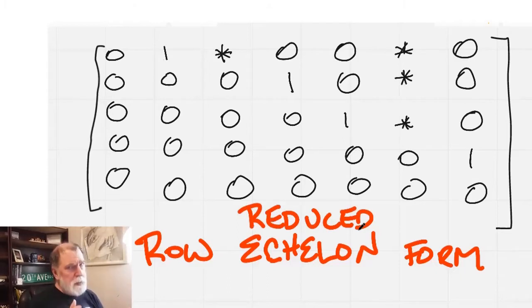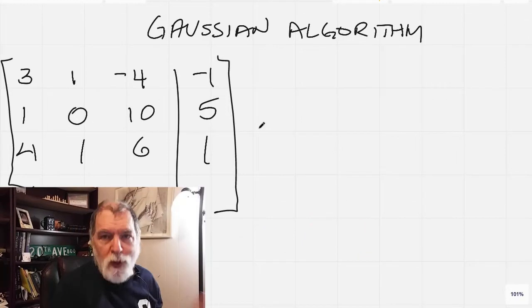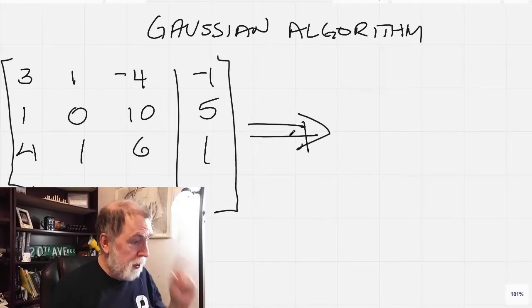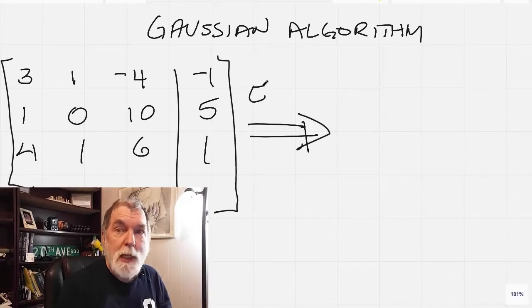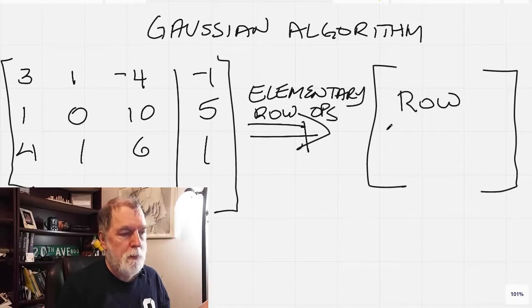And if this seems like a bunch of gobbledygook, yeah, it's going to, until we actually put it into practice and see what using this looks like. The Gaussian algorithm will allow us to take any matrix, such as this one, using elementary row operations to row echelon form. Here's how it works.